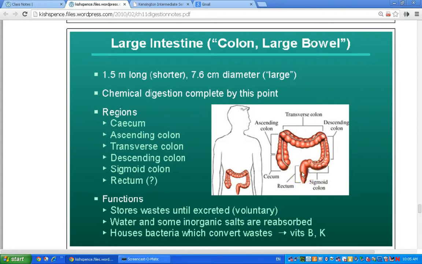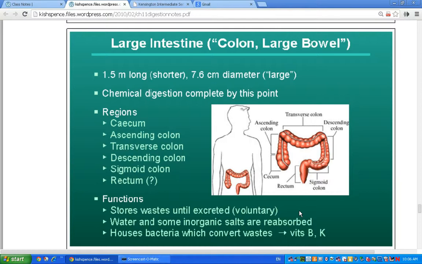Now sometimes the rectum is included as a separate part, and sometimes it's included as part of the large intestine. It depends what resource you're using. That's why I have a question mark here. Okay, so the main functions of the large intestine: basically, they store wastes until it's time to excrete them, and thankfully it's a voluntary movement, so we usually control that, although there are times when we can't. Sensors will tell our brains when it's time, but we still have control when we release the valve.